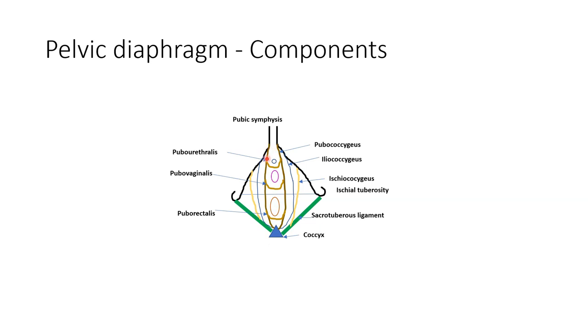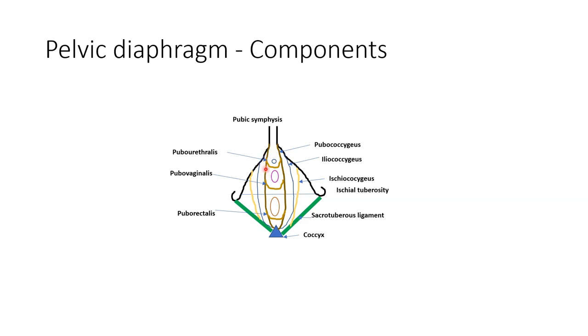And you know that there are three openings in relation with the perineum, from anterior to posterior. In the case of male and female, you will find anteriorly the urethral orifice, and in the case of female, behind the urethral orifice will be the vaginal orifice, and posteriorly the anal orifice. The fibers of the pubococcygeus form slings around these openings.